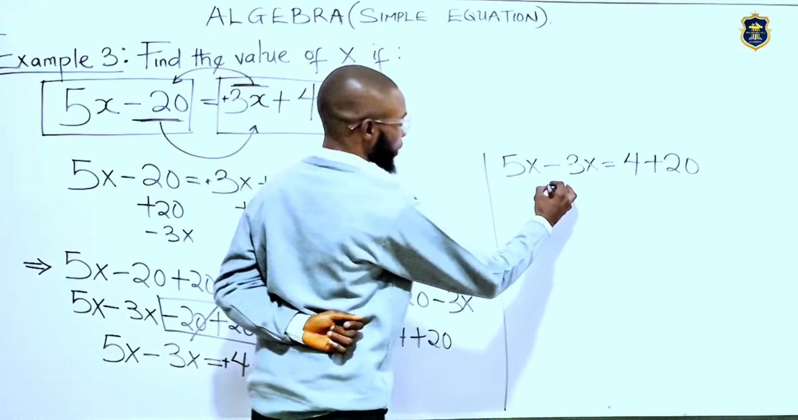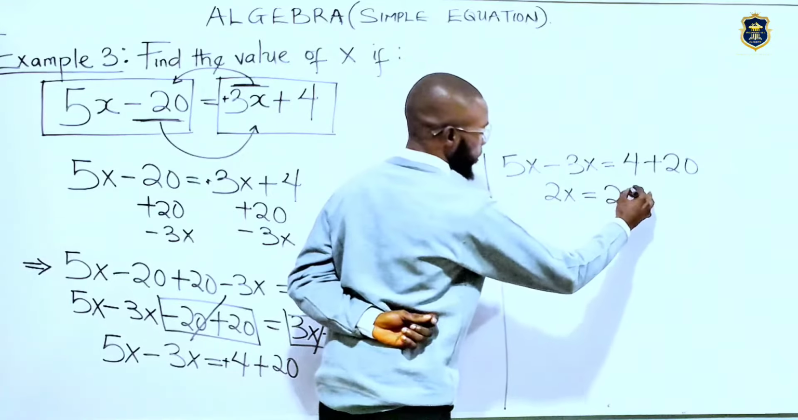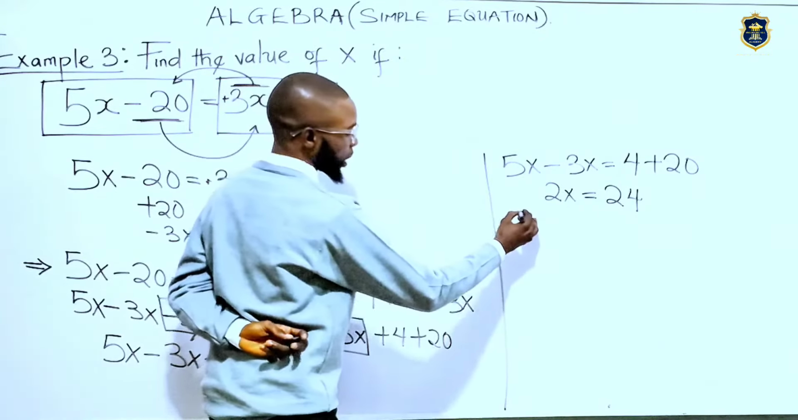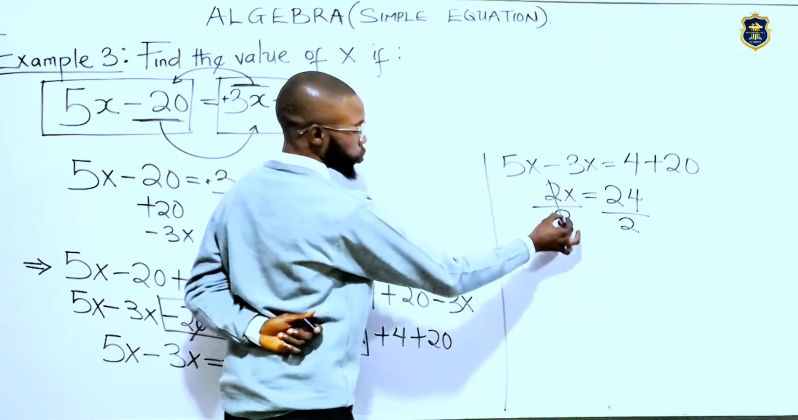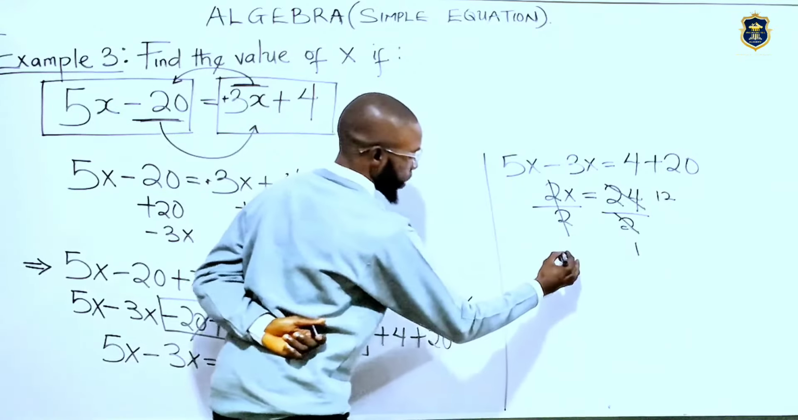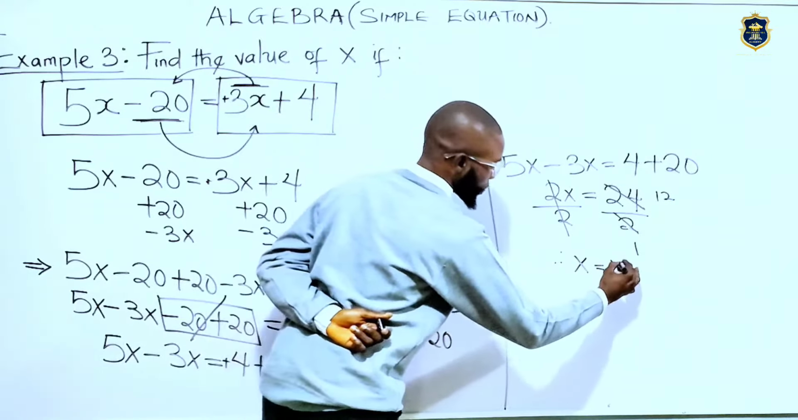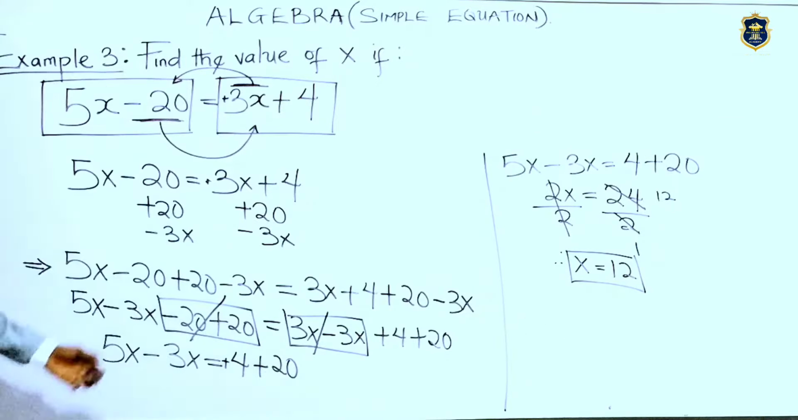Now 5x minus 3x gives us 2x. And then 4 plus 20 gives us 24. Then we divide both sides by 2, the coefficient of x. The 2 takes off 2, giving 1 here, and 24 divided by 2 is 12. Therefore, our x is equal to 12. See how easy it is now? It's a simple form for this question.